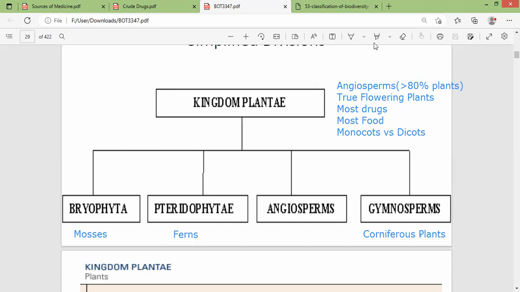So take-home message from Kingdom Plantae, this is a take-home message, honestly. Because we cannot go looking at each and every plant, but this is a take-home message. Know the 4 divisions and know what they are commonly referred to as: bryophyta, mosses, pteridophyta, ferns, gymnosperms are coniferous, then angiosperms, the true flowering, and here is where we're obtaining most of our stuff.